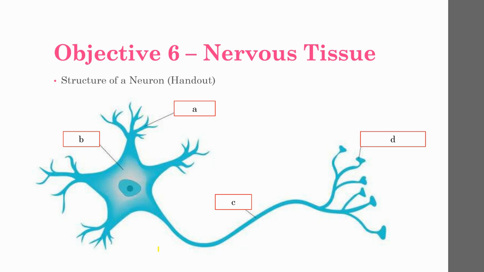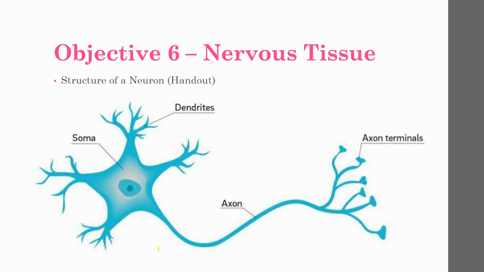And so you do have a handout, and we labeled this in class, but just in case you didn't, A are the dendrites, those are my receivers. B is the soma, or the cell body, that's what contains the organelles. C is the axon, that's the tail that carries the message away from the cell body. And D is our axon terminals, which are going to convert that electrical signal into a chemical signal.